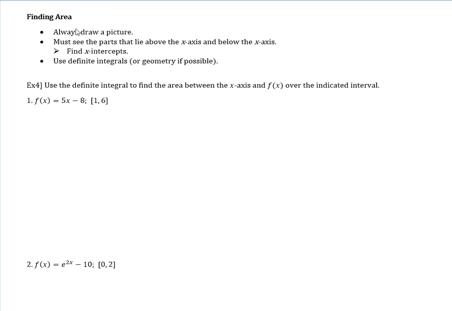With area, we have to be careful with this type of vocabulary. Area considers all regions as positive, all positive, whereas net area has above the x-axis as positive, but below is negative.